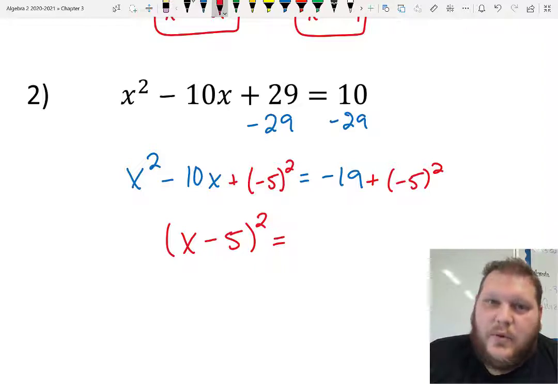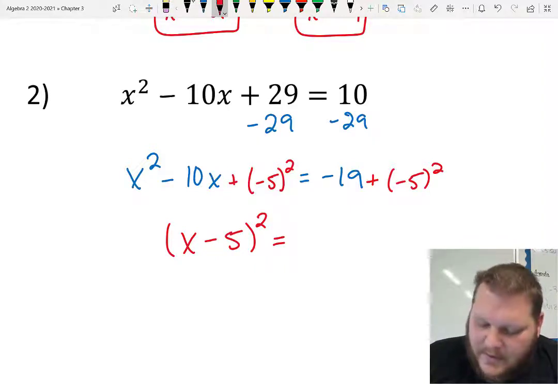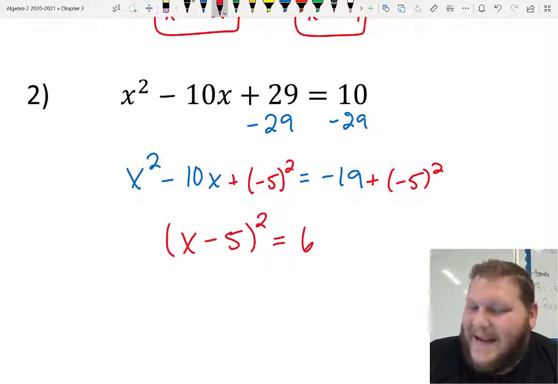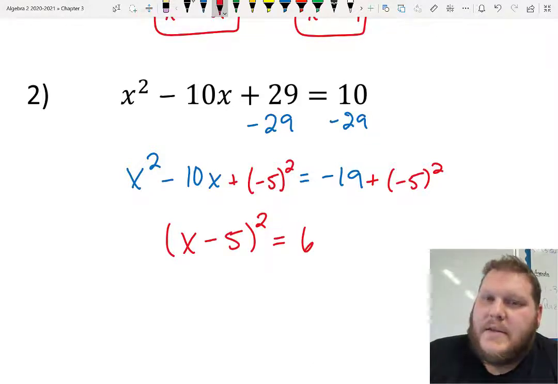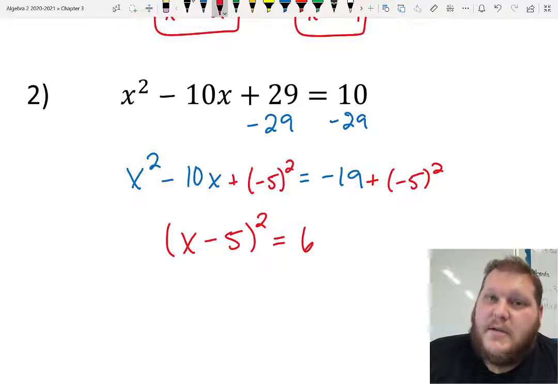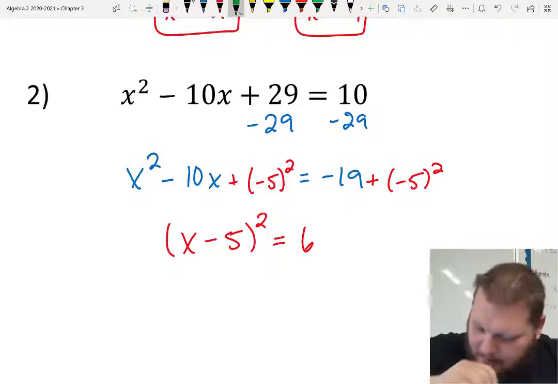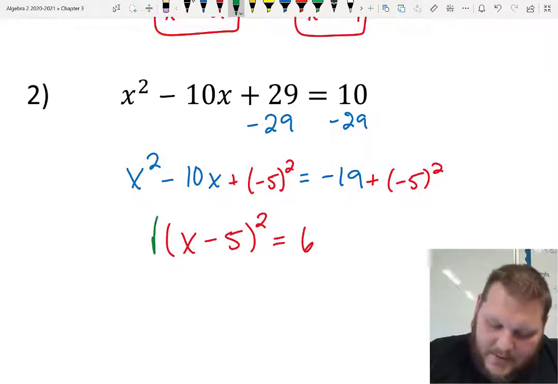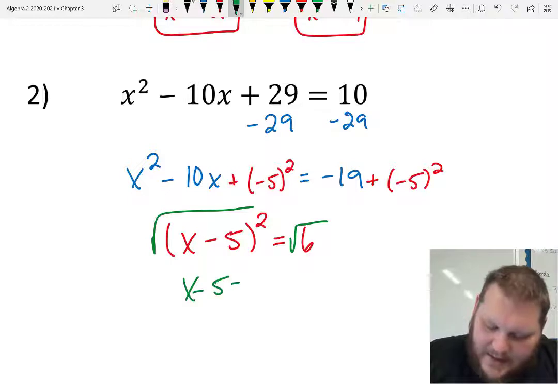Over here on the right side, it doesn't make a difference. Negative 19 plus 25, because negative 5 squared is still 25. I still end up with a positive 6 over here. So that's the big difference here. If it is a negative b value, your answer is going to factor out into a negative, so x minus 5 in this case. From here, I'm still going to go ahead and start by taking the square root of both sides. I end up with x minus 5 equals plus or minus the square root of 6.